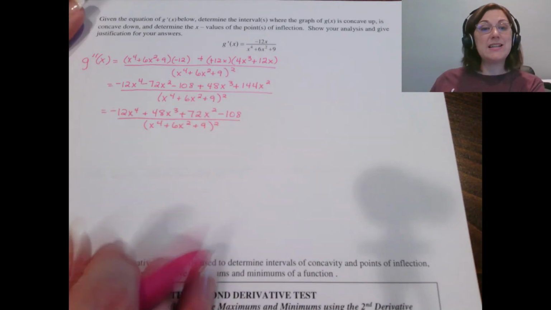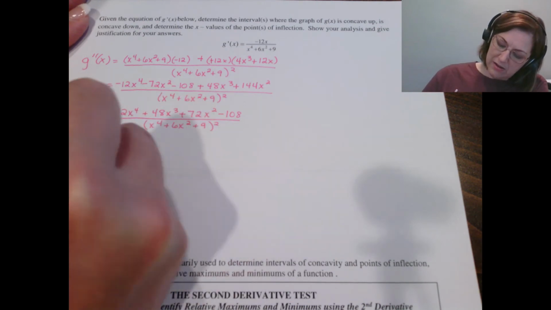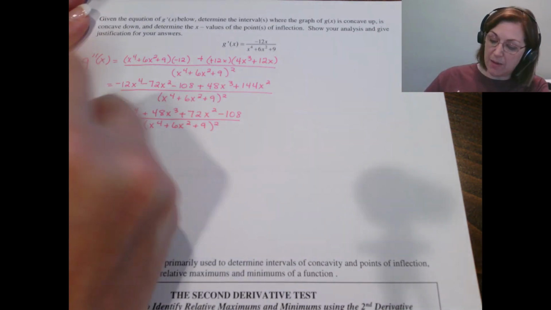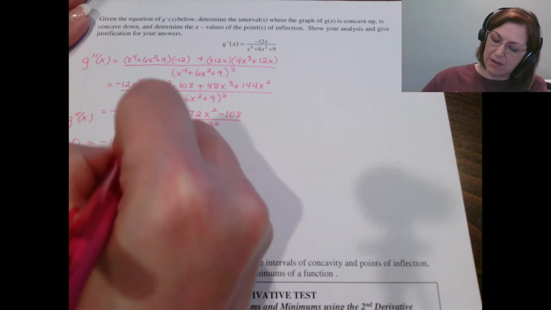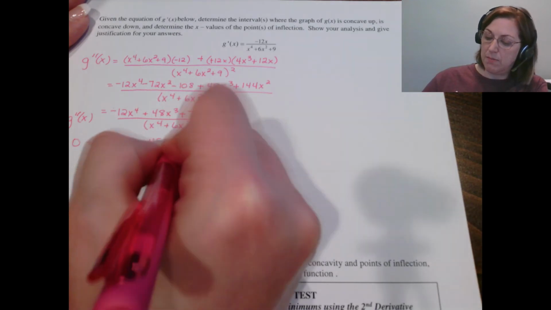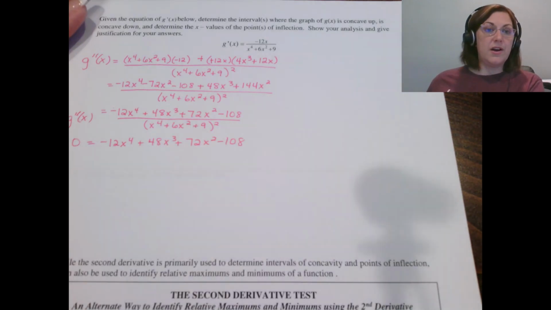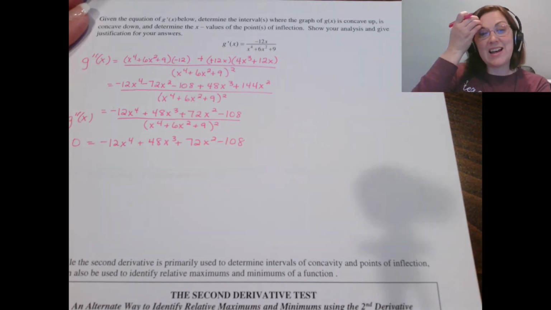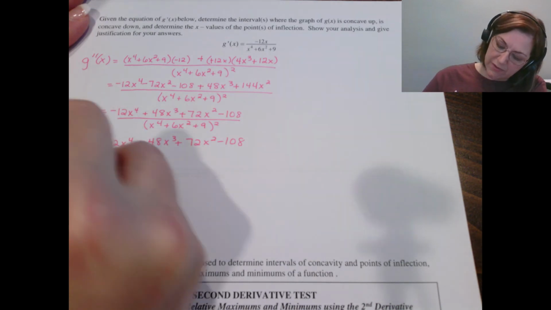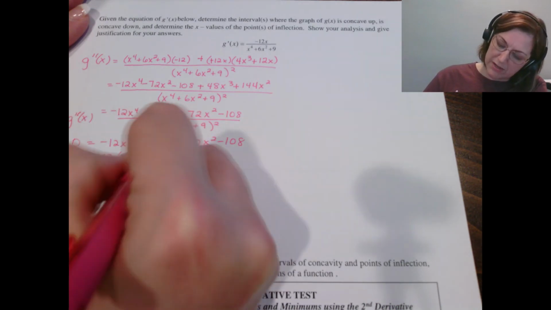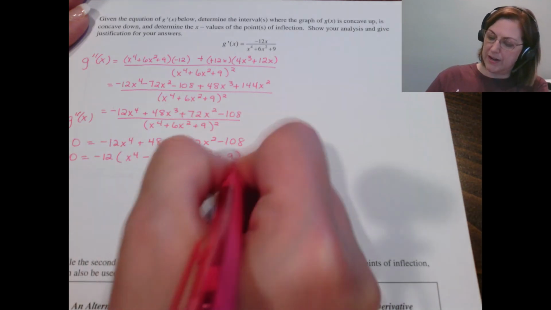Okay, so now we're going to set the second derivative equal to 0. Now, this is where I talked about how the denominator did not matter. So instead of carrying it around, I'm just going to drop it, because when we multiply both sides by that denominator, it's going to become 0. Okay, let's see. Looks like these are all divisible by 12. Yes. So let's take out a negative 12. Leaves me with x to the fourth minus 4x cubed minus 6x squared plus 9.